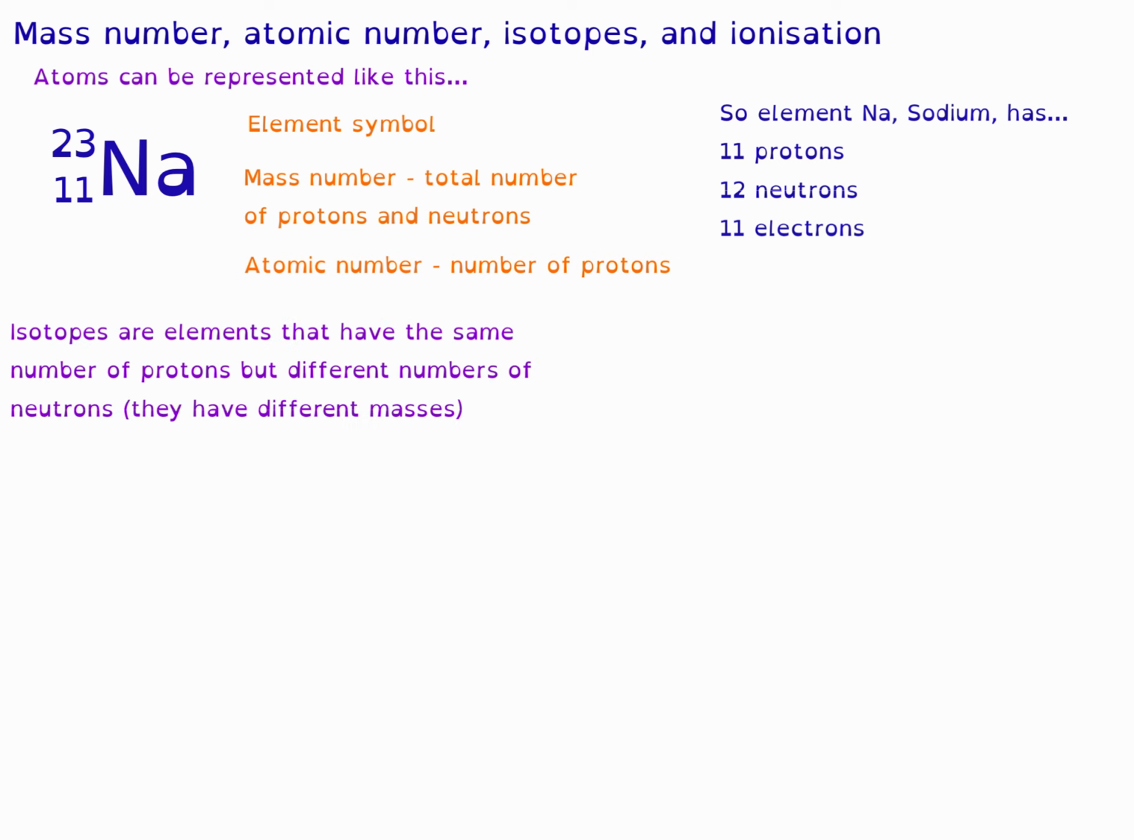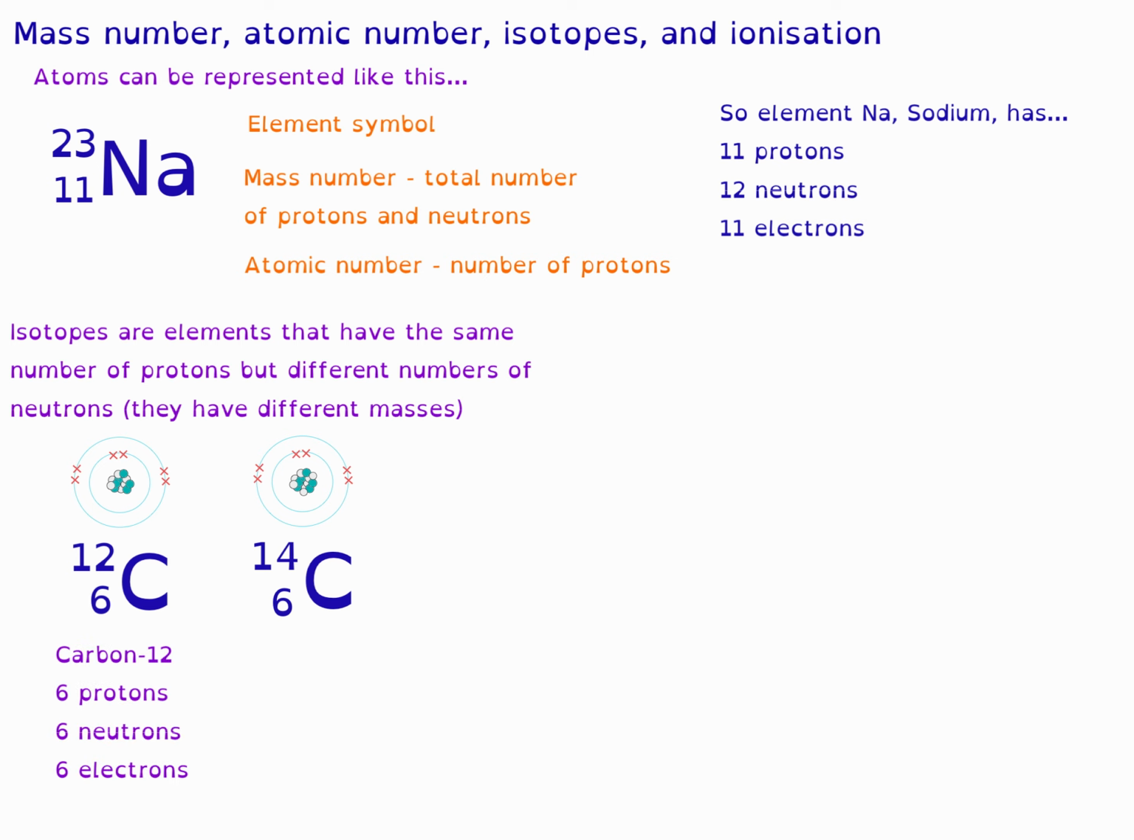Isotopes are elements that have the same number of protons but different numbers of neutrons. They have different masses. Here we've got carbon-12 and carbon-14. Carbon-12 has 6 protons, 6 neutrons because 6 from 12 is 6, and 6 electrons because again the negative charge on the electrons is balancing out the positive charge on the protons.